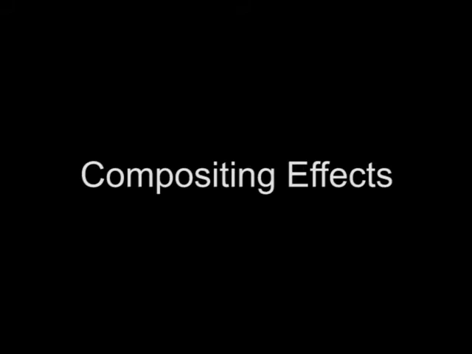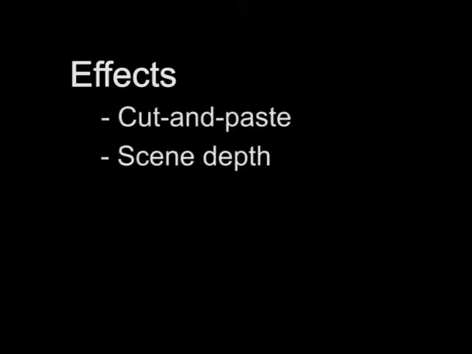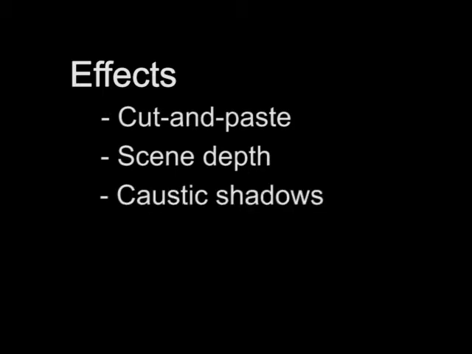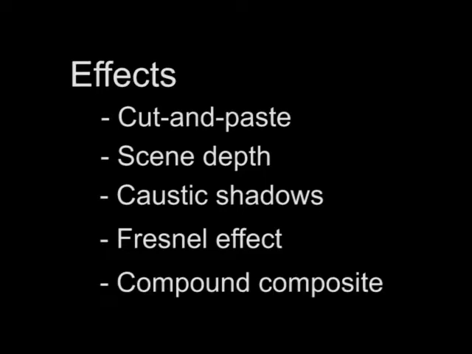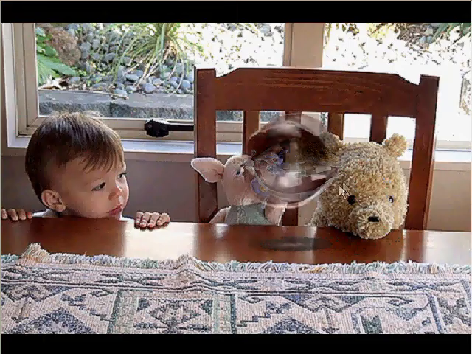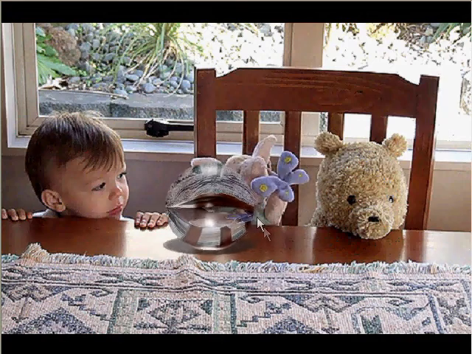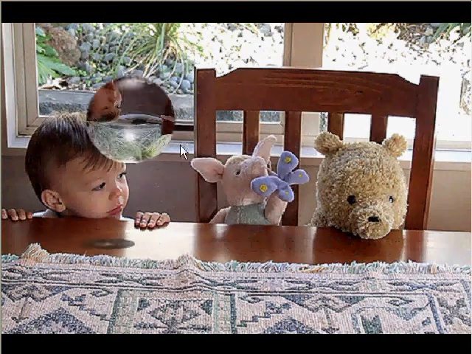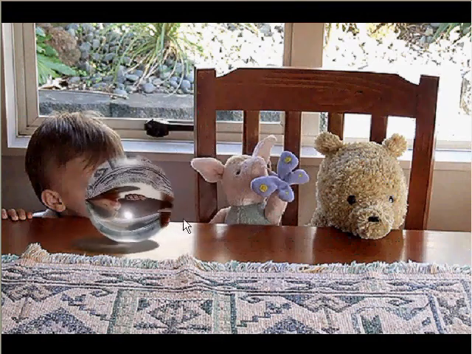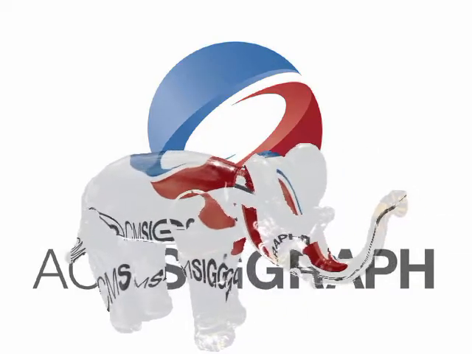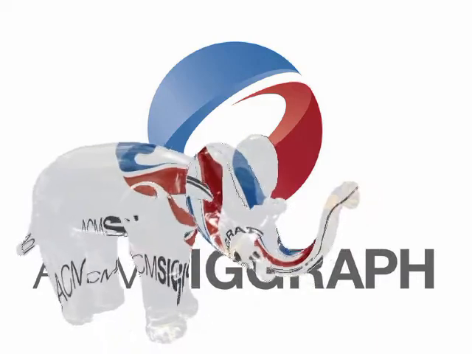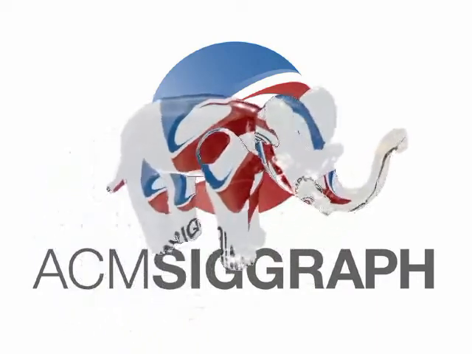Given the extracted object, we can produce a variety of compositing effects. These include simple cut and paste, simulating scene depth, simulating caustic shadows, Fresnel lens effect to enhance boundary realism, and multiple object compositing. Cutting and pasting simply requires the application of the ARM onto a new background. Varying scene depth can be simulated by scaling the ARM's refractive deformation to cover a smaller or larger portion of the background.